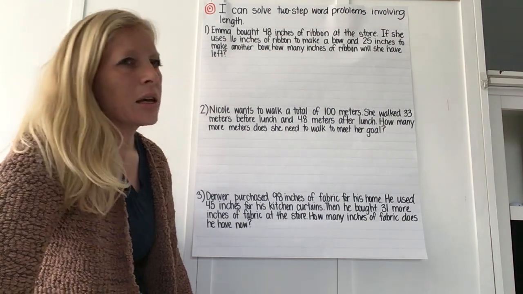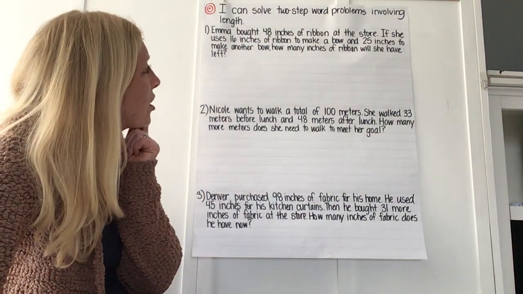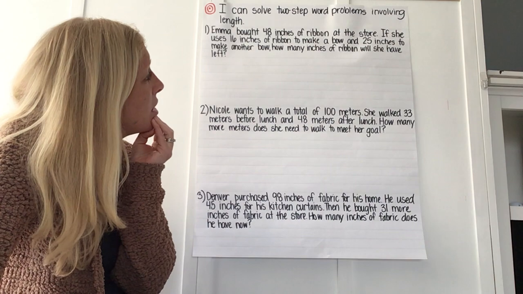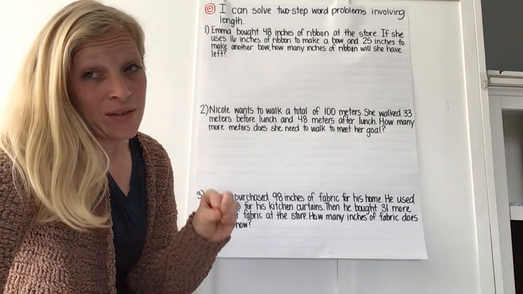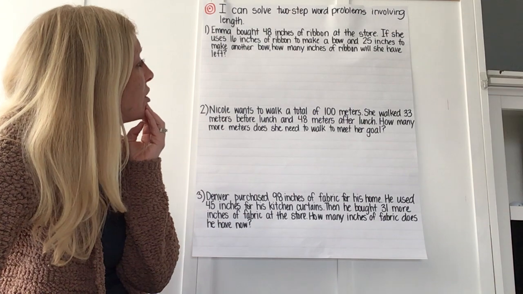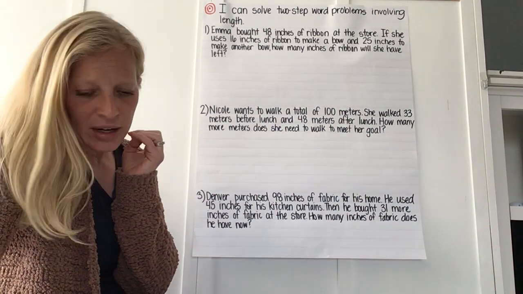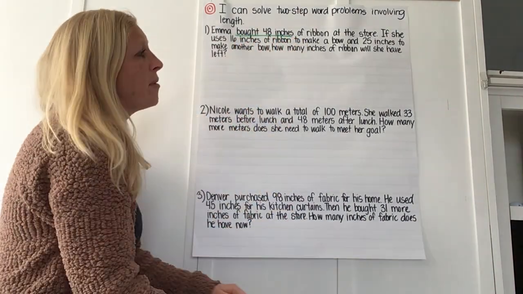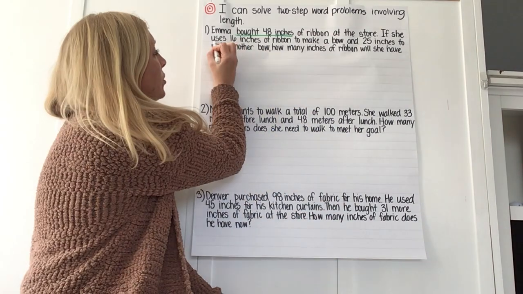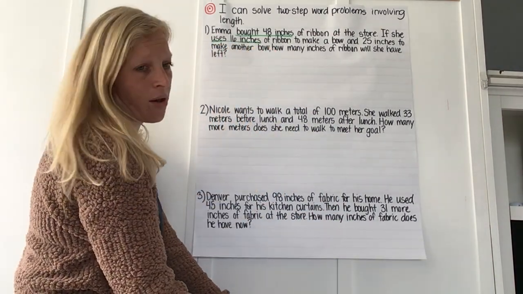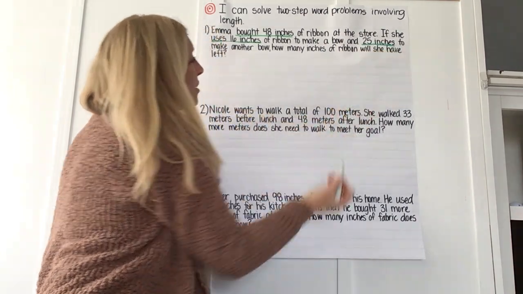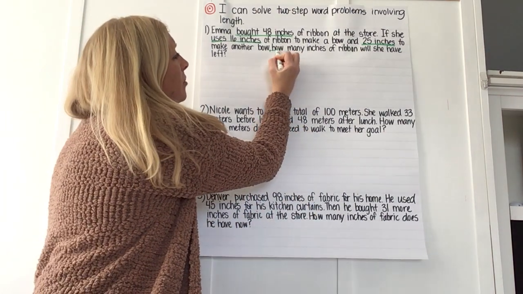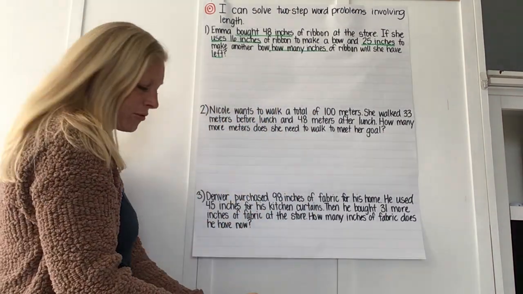One more time. Think carefully about what we know. Emma bought 48 inches of ribbon at the store. If she uses 16 inches of ribbon to make a bow and 25 inches to make another bow, how many inches of ribbon will she have left? What do we know, friends? Yeah, she bought 48 inches of ribbon. She used 16 to make one bow, and she used 25 to make another bow. What are we trying to find out? How many inches does she have left?